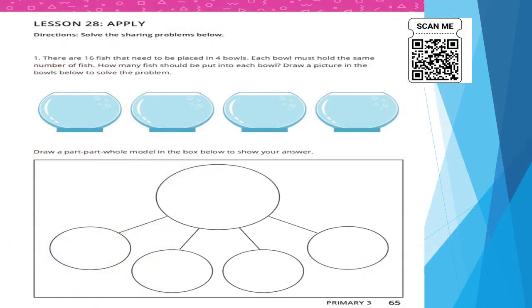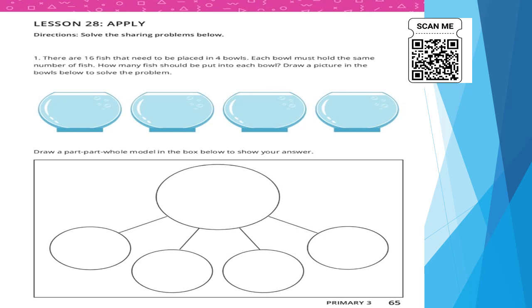Let's start with lesson 28. We have here a story problem. There are 16 fish that need to be placed in 4 bowls. Each bowl must hold the same number of fish, so we want to distribute them equally. How many fish should be put into each bowl? Draw a picture in the bowls to solve the problem.